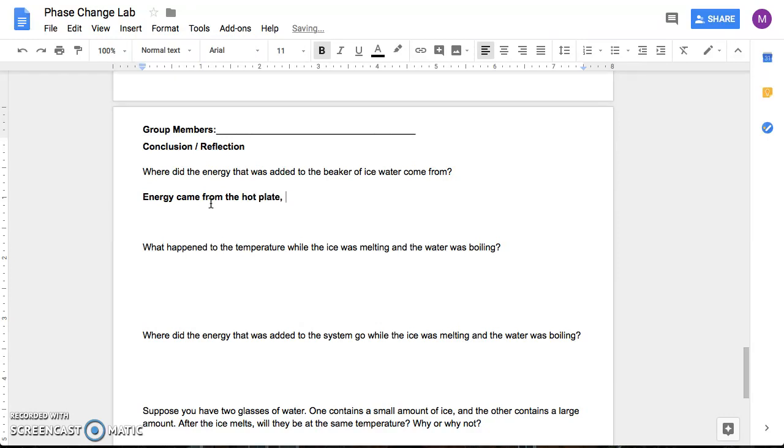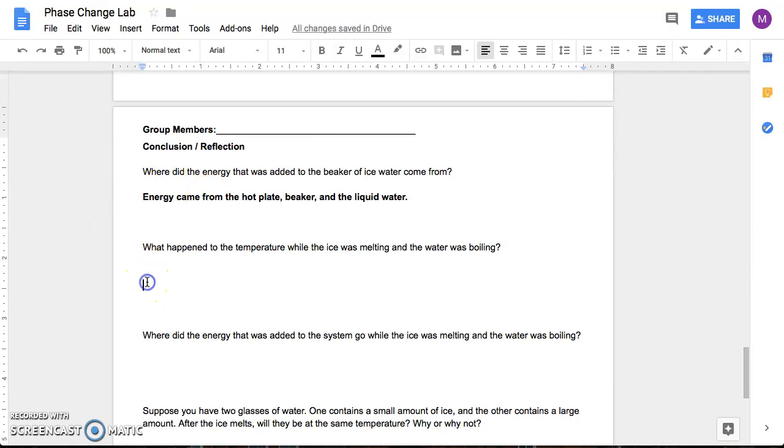But it also came from a few other places. Thermal energy also came from the beaker. So indirectly it came from the hot plate, but then the hot plate gave its energy to the beaker. And conversely, when we had the solid and liquid in there, thermal energy is also coming from the liquid water. It's all trying to melt that ice.